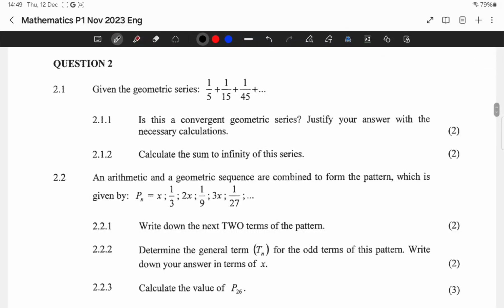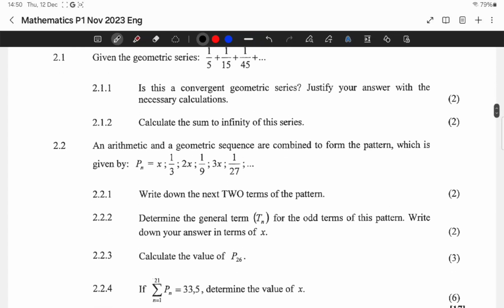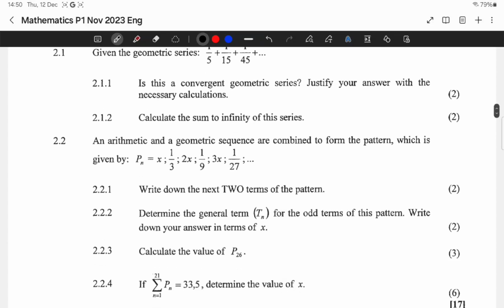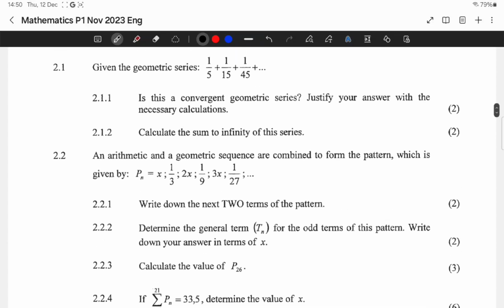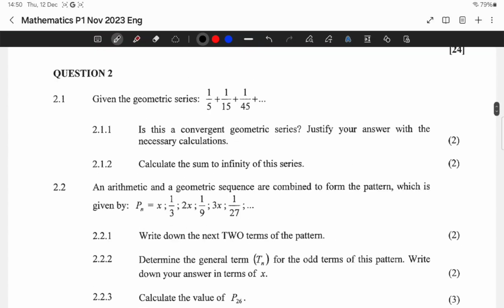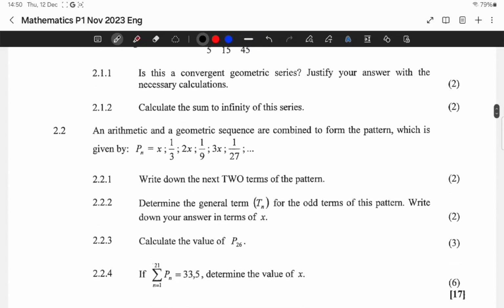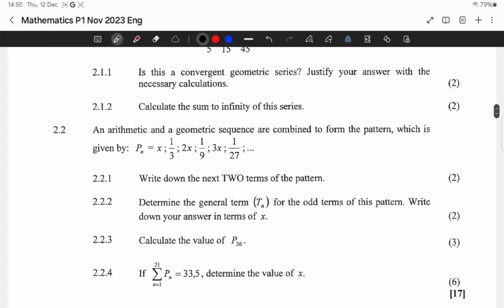Now we move on to question 2. This is Mathematics Paper 1, 2023. Now we move on to sequences and series. Very interesting topic, but also very simple. The first question we have here is: is this a convergent geometric series? Justify your answer with the necessary calculations.